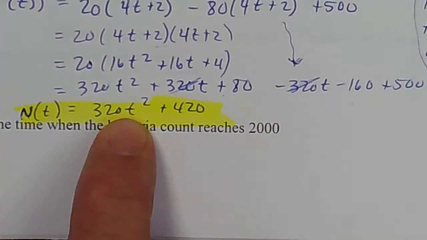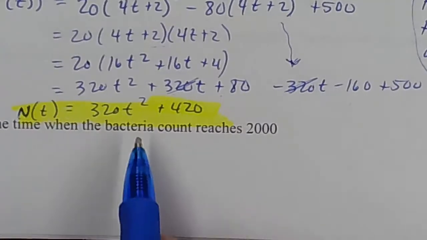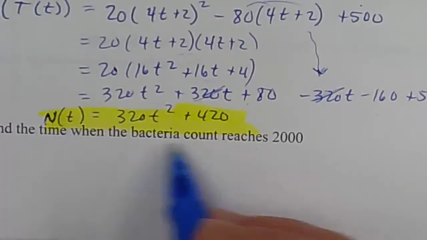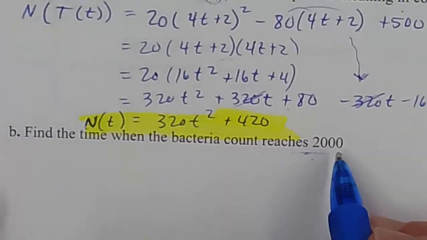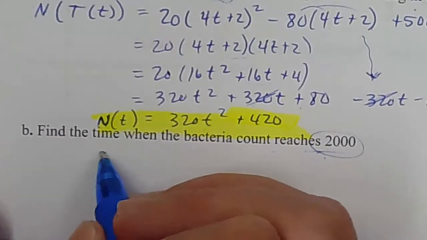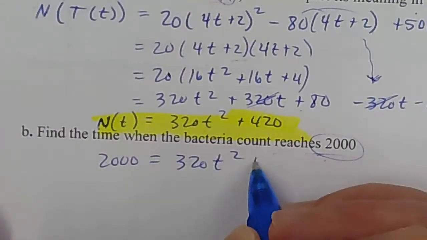They may give you the time on a different problem. They might say that half an hour has passed or an hour has passed. Plug it in and figure out the number of bacteria. But in this case, they're giving us the number of bacteria. So we're going to plug in 2,000 on the left side. Okay, so take 2,000, plug it in here, and we want to find the time.